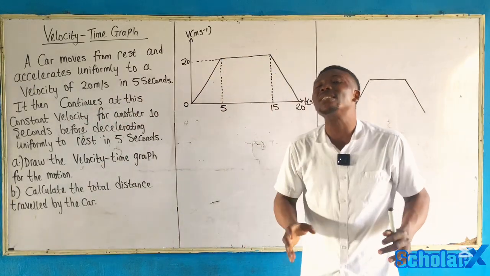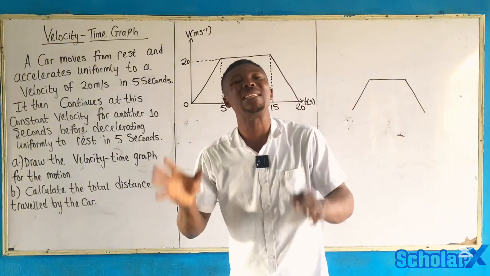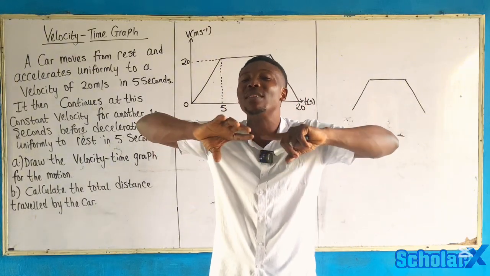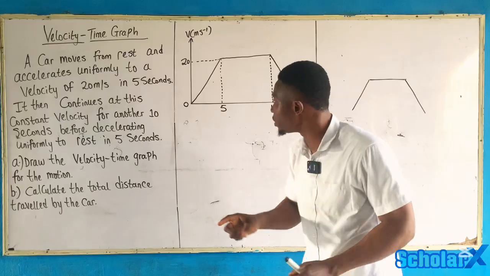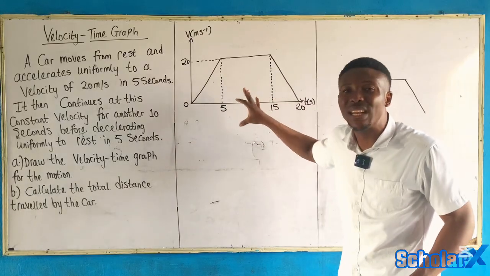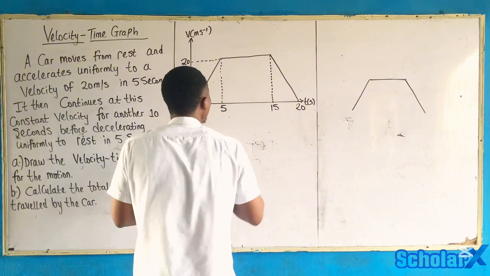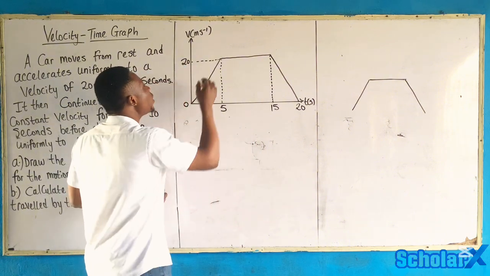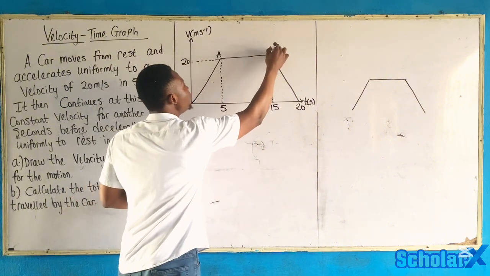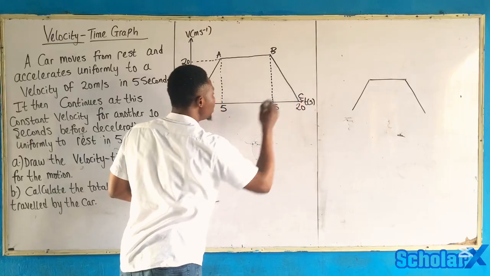The total distance covered by a body in a velocity-time graph is the total area of the shape that is formed. And if you look at this shape carefully, you see that a trapezium is formed. All right? A trapezium is formed. Now, let's call this A. Let's call this B, and let's call this point C.